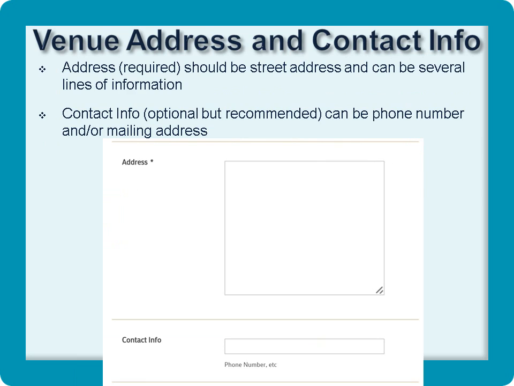In the venue submission form, there is a text box in the form for the required entry of the venue's street address, and another text box for the optional but recommended entry of contact information. The address can be several lines of information, and the contact information could be the phone number and possibly the mailing address. The contact information box will scroll automatically to allow more text than the width of the box.